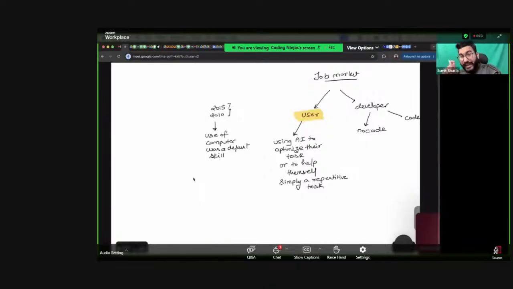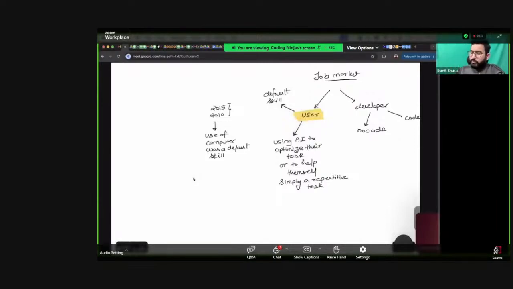Similarly, using AI is a default skill. It will become a default skill over the next 3 years, 4 years. So using AI is like a default skill nowadays. And this is something which all of you need to know.